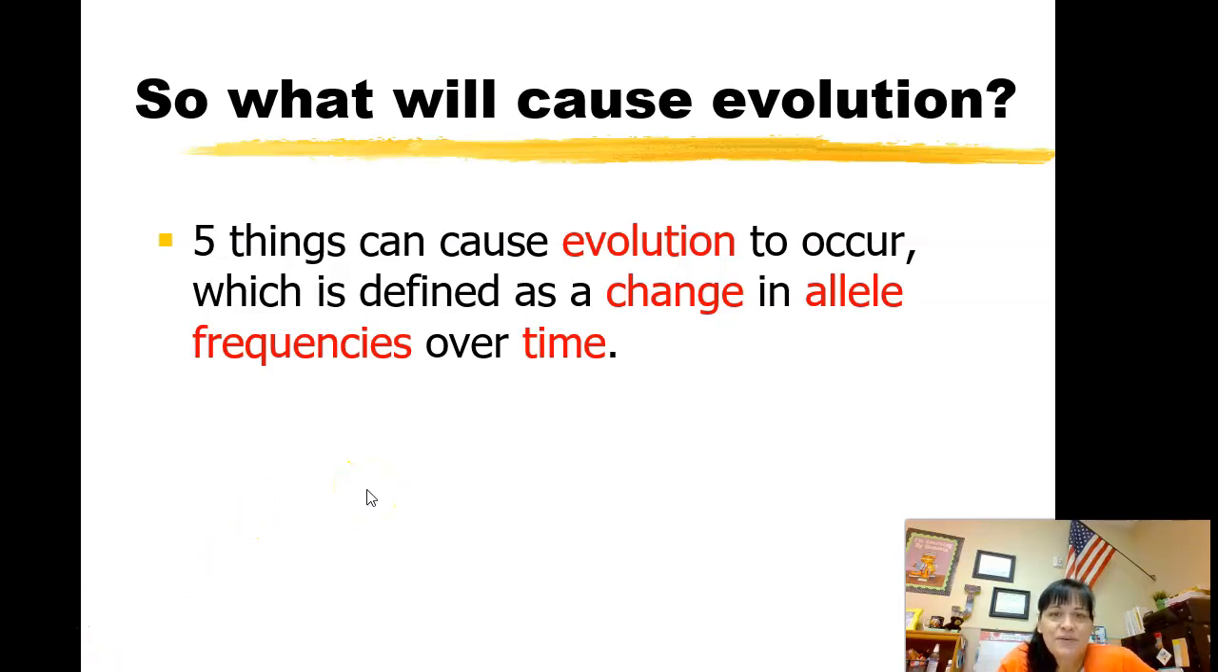Okay, welcome to our continuation in our evolution notes. So we have 5 things that can cause evolution. And evolution, remember, is a change over time. And so the specific definition to write in your notes there in your fill in the blanks is a change in allele frequencies over time. So the traits have some sort of change throughout generations.